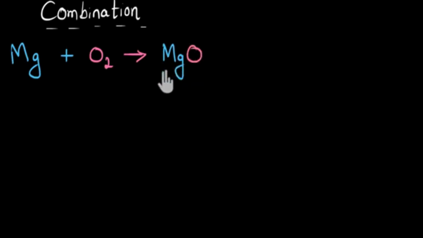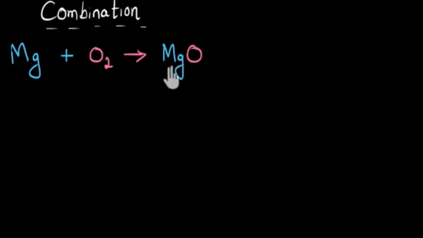Let me write down this equation and you'll be able to understand it better. So here we have magnesium to begin with, Mg, and it is reacting with oxygen. See, whenever something burns in air, right, it reacts with the oxygen that is present in the air. So it is reacting with oxygen. And finally we get, since this is a combination reaction, these are going to combine and we will get one single product, which is magnesium oxide. MgO is the formula of magnesium oxide.